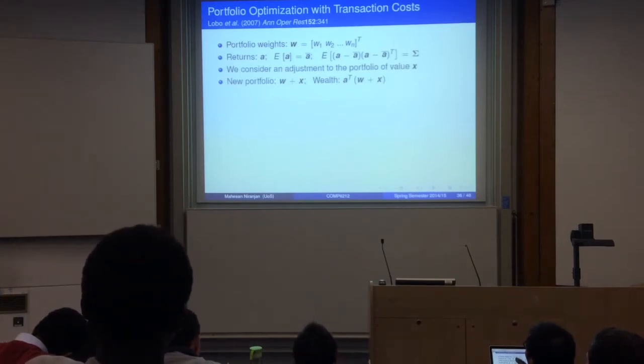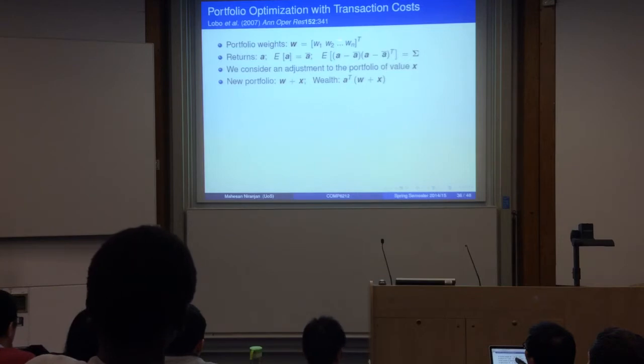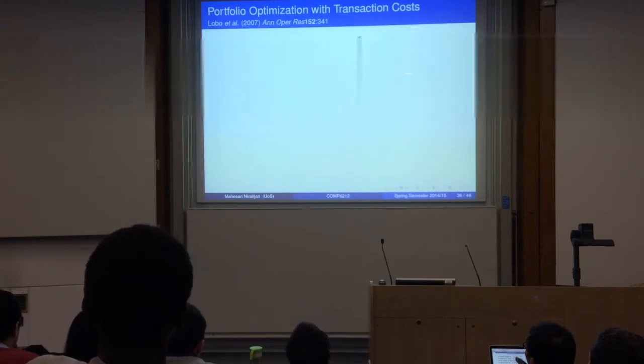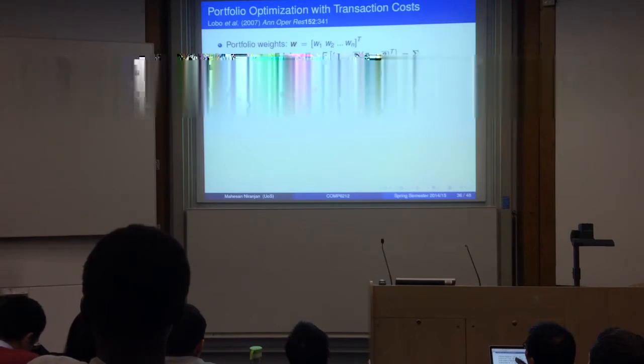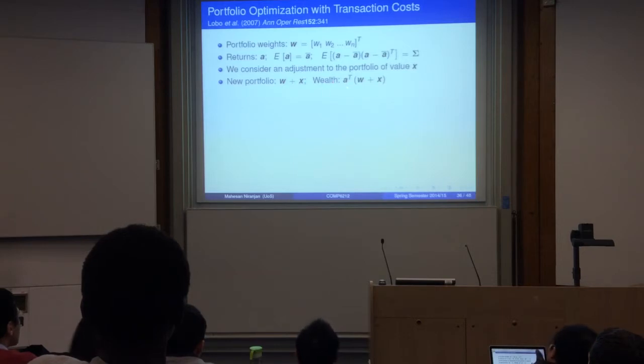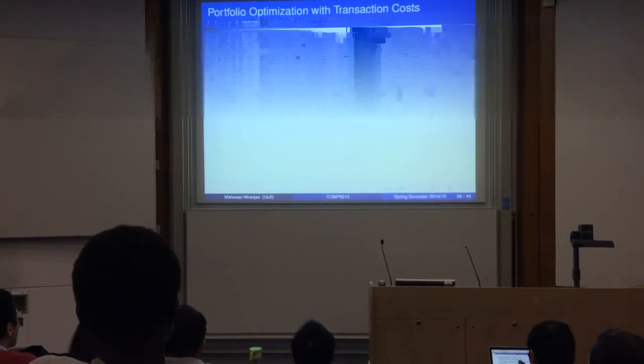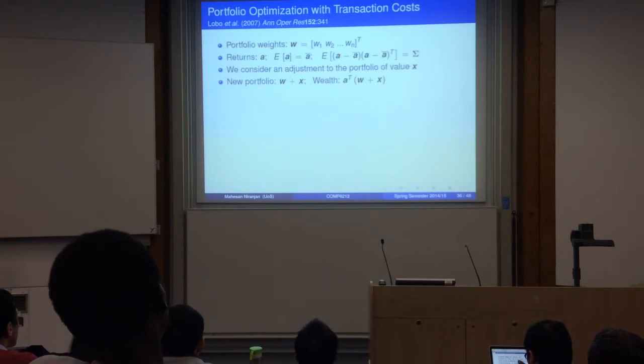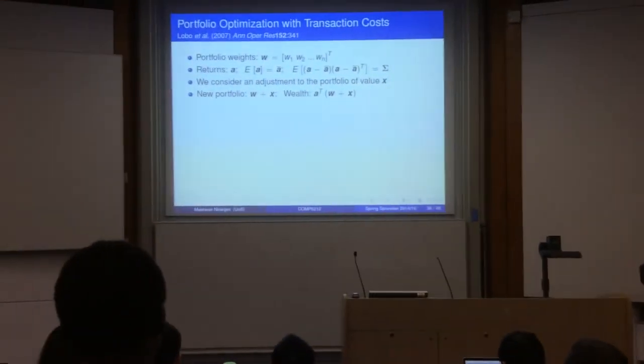So we're going to look at problems, because we're going to look at transaction costs, where you started with some portfolio in which you have invested your money, and then you're going to take a small perturbation to this. You're going to adjust this portfolio by a value x. Okay. So the new portfolio is going to be called W plus X, and the wealth you have associated with this is A transpose, that's a return transpose times W plus X. Okay. So that's exactly the notation redefined again in X and W's.